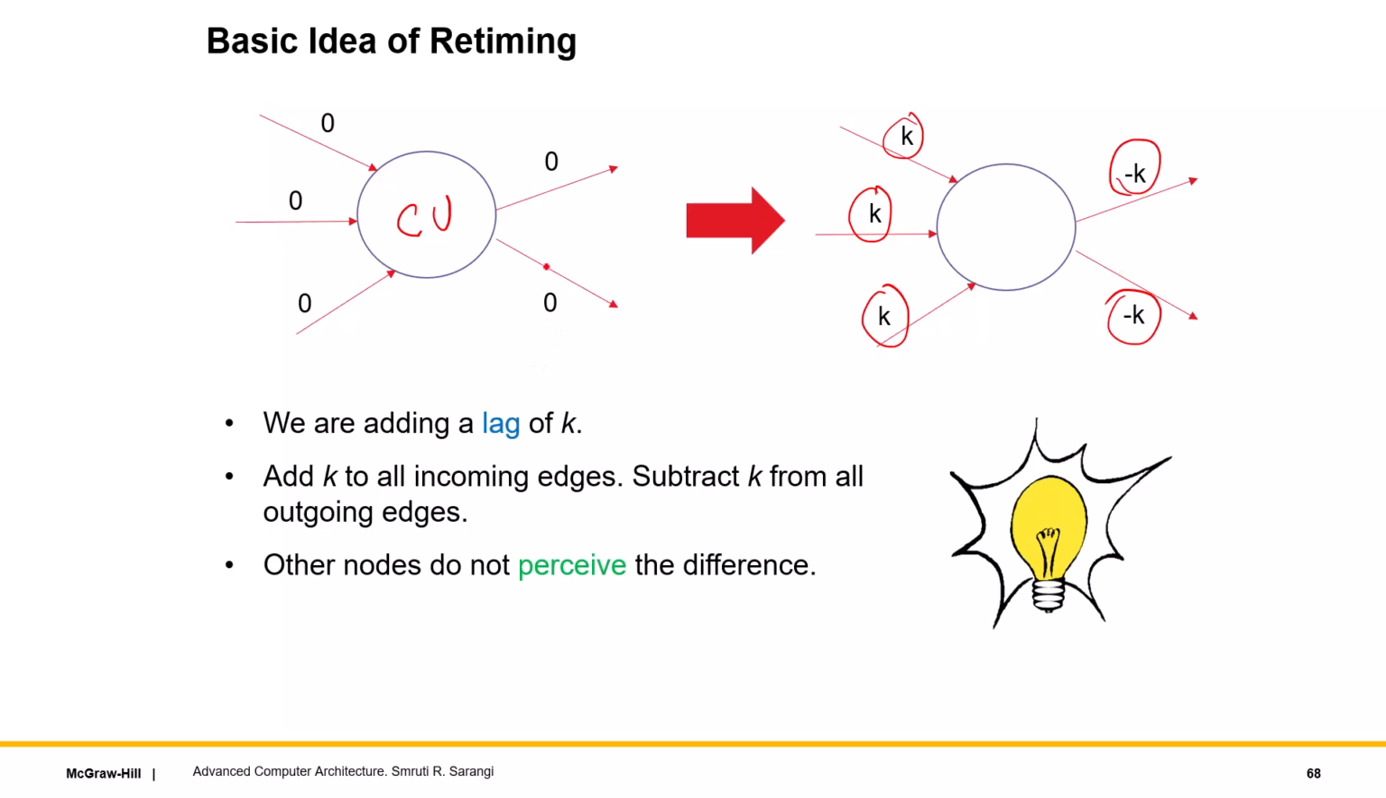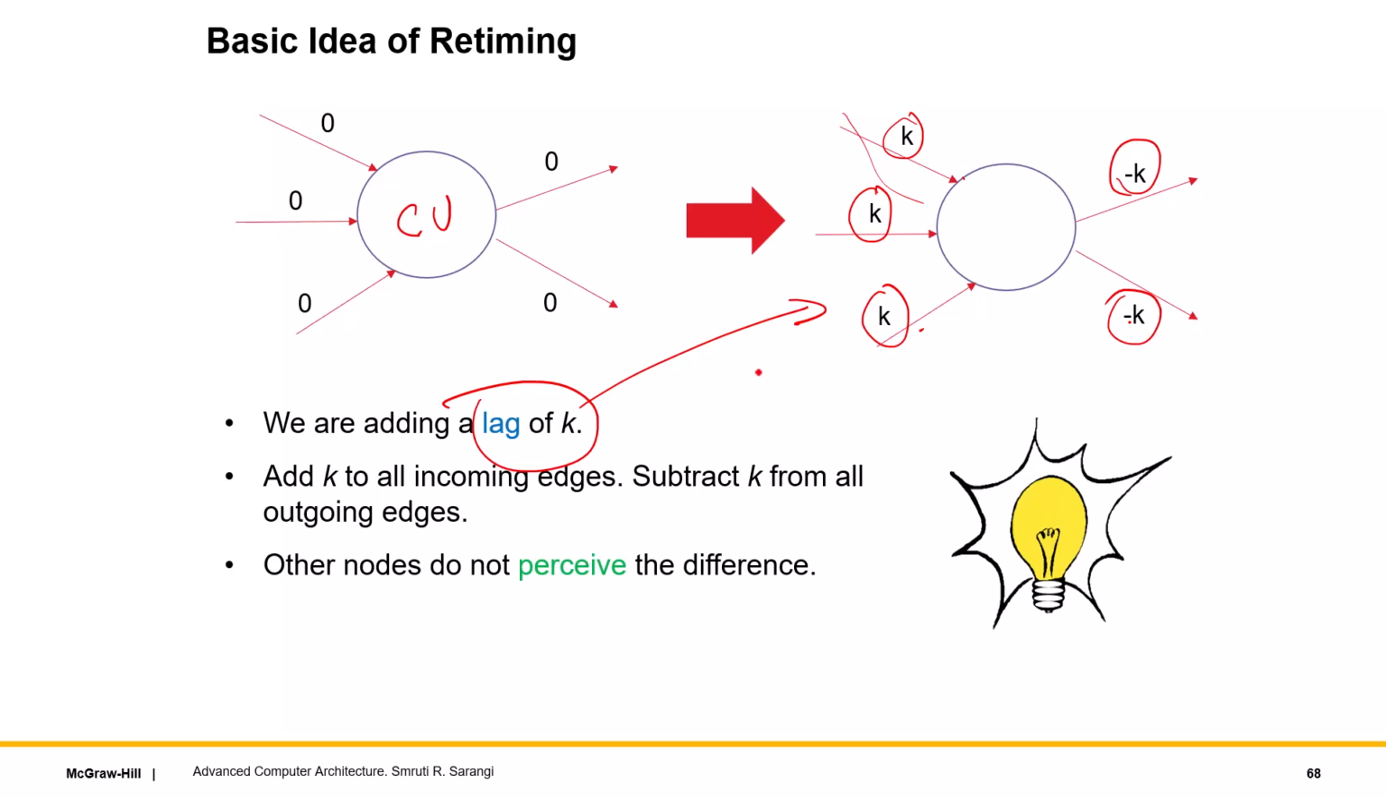So then the rest of the world will not be able to make any difference, because any path that is going through this CU, you are adding k, you are subtracting k. So any path that is going here, its path weight remains the same. But in the immediate neighborhood, what you are doing is adding a lag of k, which basically translates to adding k to all the incoming edges and subtracting k from all the outgoing edges, right? So this is the meaning of adding a lag.